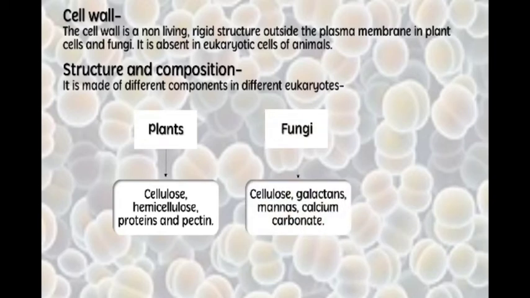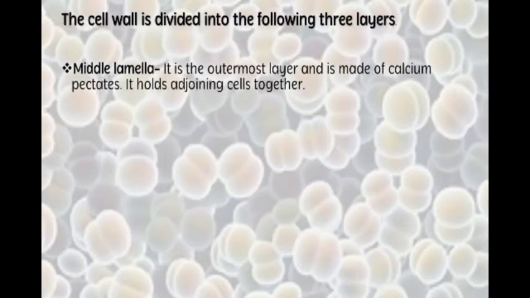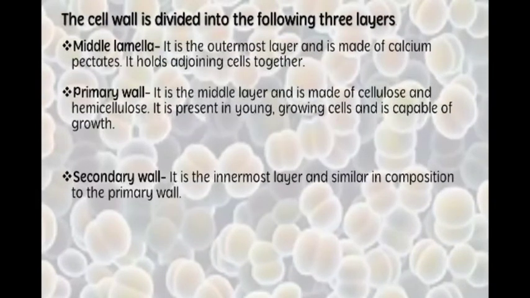The basic component of cell wall is cellulose, but there are so many components present in cell wall other than cellulose, such as hemicellulose, proteins, and pectin in plant cell wall, and on the other hand, fungi cell wall has galactans, mannose, calcium carbonate, etc. As we discussed before, the structure of cell wall has three layers: middle lamella, primary wall, secondary wall.